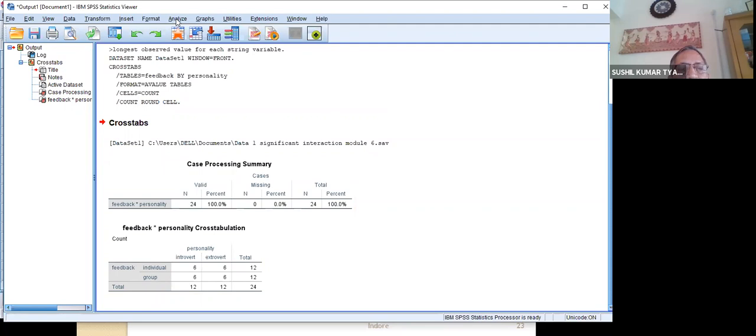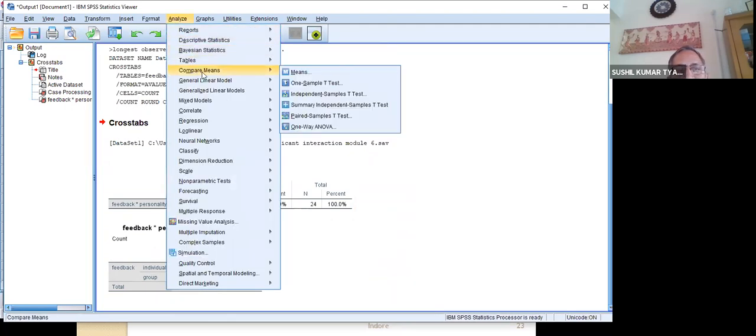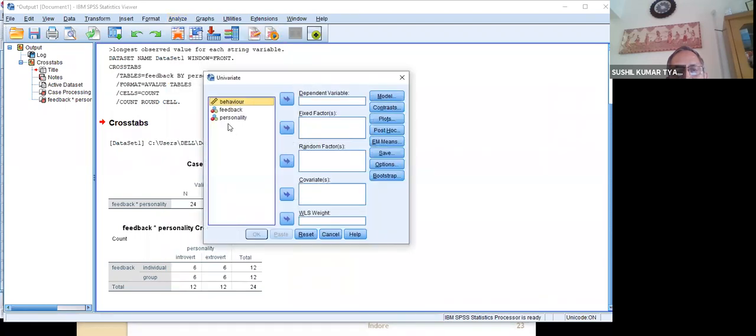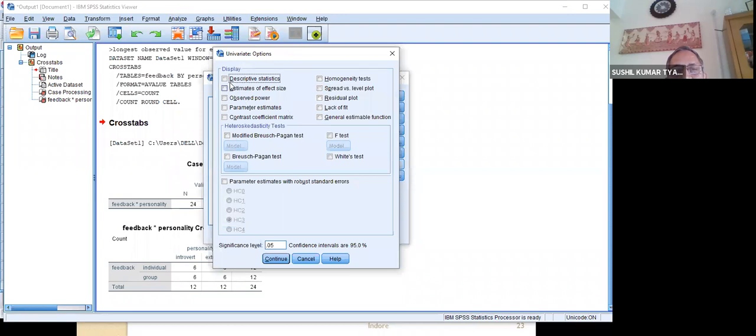Now, we go back to Analyze. Compare Means is for one-way ANOVA, then General Linear Model, GLM, Univariate, and then supply the dependent variable, behavior, and fixed factors. Now we have two independent variables, feedback and personality. Now Options. Options have descriptive statistics, homogeneity test, estimate of effect size. These are the three things we require.